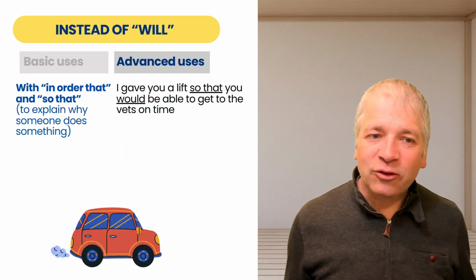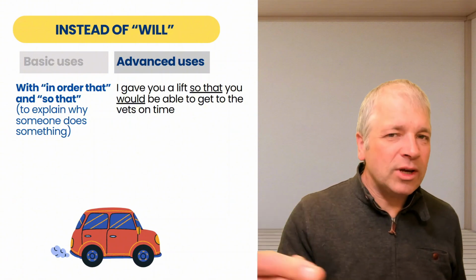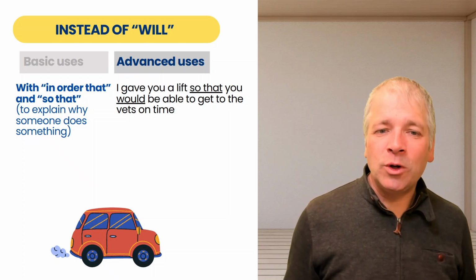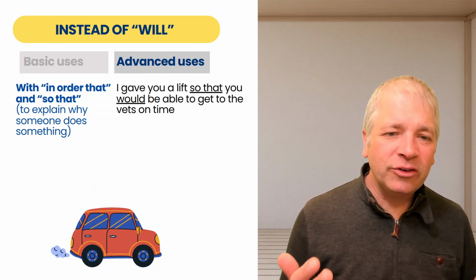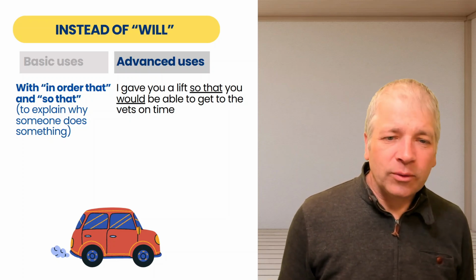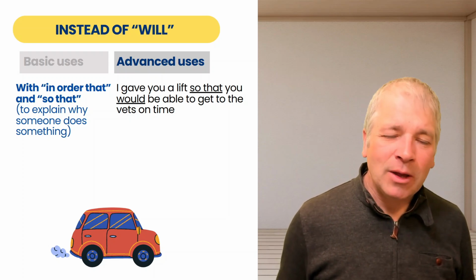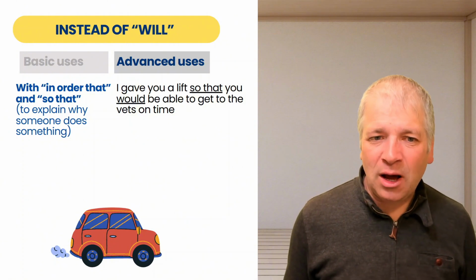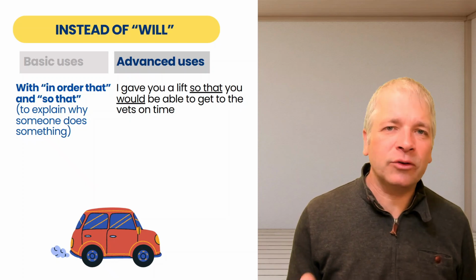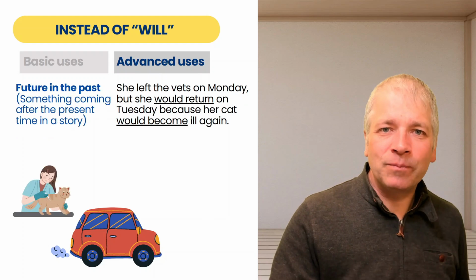With in order that or so that, to explain why someone does something, would is commonly used in that structure. I gave you a lift so that you would be able to get to the vets on time. So that you would. It's a structure that we often use where will is replaced. If we said it in the future, it would have been like this. I will give you a lift so that you will be able to get to the vets on time. So here we're shifting will back in time, so we replace the will with would.